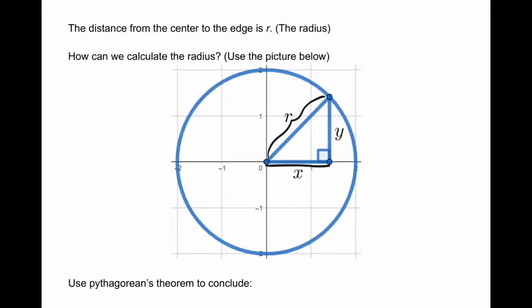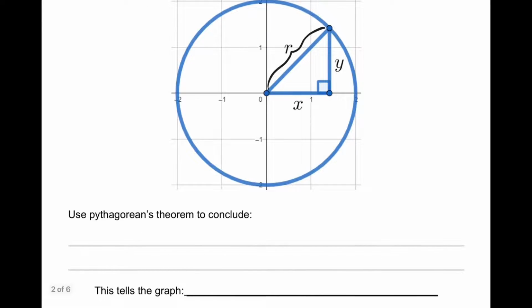This is the x distance you are, and this is the y distance you are, right? So, for any x and y, how can we find the radius r? Okay, here's what we're going to do. We're going to use the Pythagorean theorem. We know that x squared plus y squared is equal to r squared by the Pythagorean theorem.